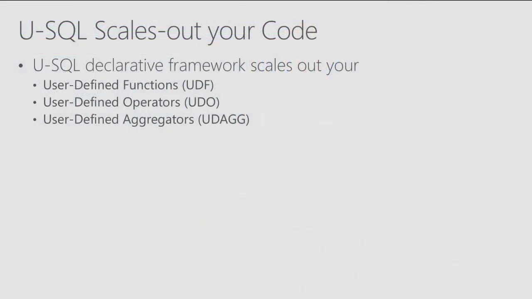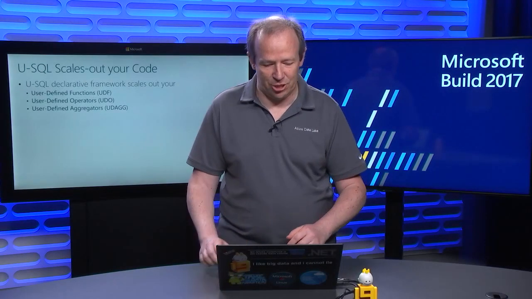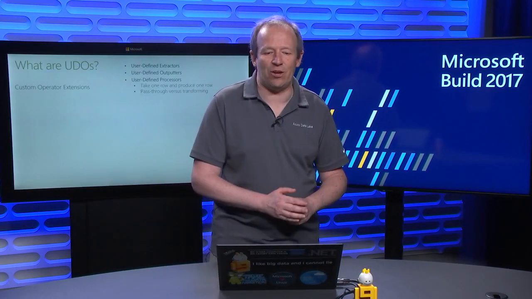U-SQL, basically, one of the main value propositions is that it gives you a declarative framework that allows you to scale out your user code. You have three extensibility points for that. You have user-defined functions, you have user-defined operators, and you have the ability to write user-defined aggregations. Now, what are these UDOs or user-defined operators?